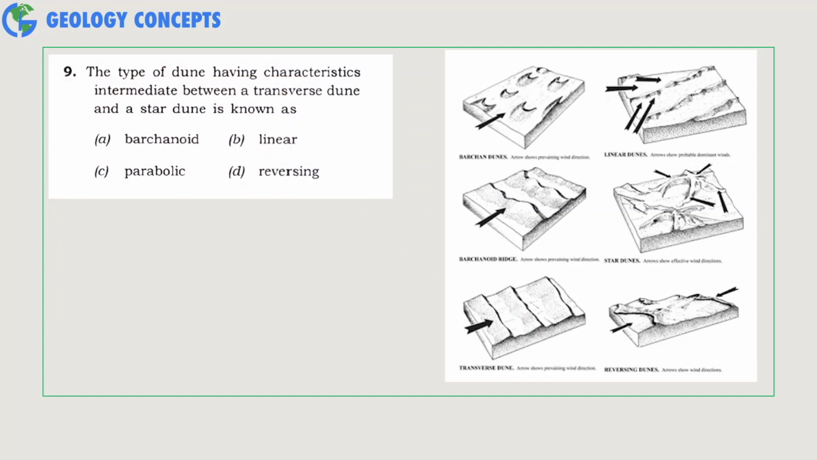Next question. The type of dune having characteristic intermediate between a transverse dune and a star dune is known as which of the following? Barkanoid, linear, parabolic, or reversing dune? Okay, so as you can see from this figure, the dune that will be intermediate between the transverse and the star dune has to have a bidirectional prevailing wind to show the characteristic of both the dune types, right? It is understood that reversing dunes are intermediate between star and the transverse dune with reversing prevailing winds. They also have a slip face on the opposite side of the crest. Hence, option D is the correct answer.